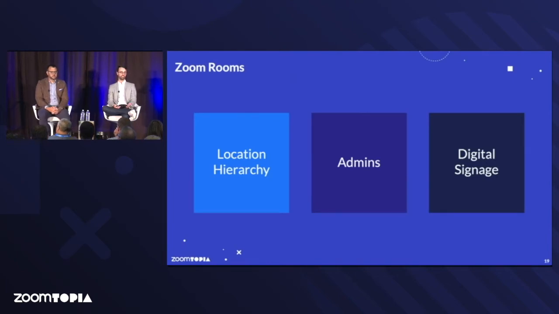First one being the location hierarchy. Exactly what it sounds like. It's a hierarchy based on location. This is important because you can assign different permissions, settings, and admins based on those different hierarchy levels. Admins, again, pretty self-explanatory. And then digital signage, which I think is a cool feature. You can have digital signage only admins, so they can manage the art on those digital signages or on the Zoom room displays when they're not in use, but they can't mess with the setup of the Zoom room itself.